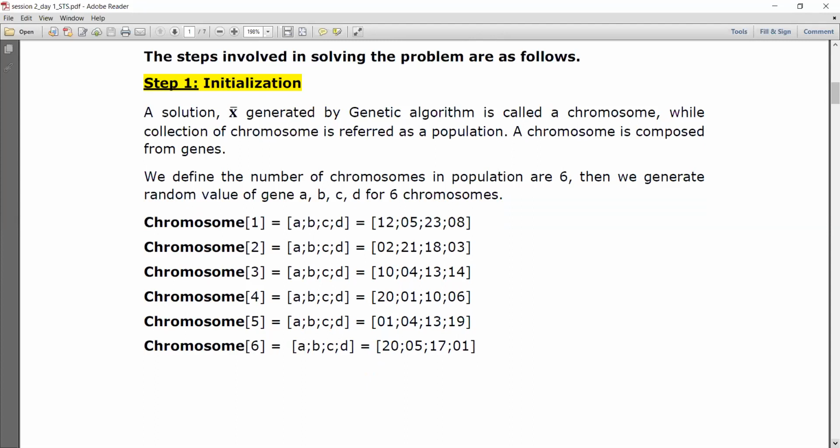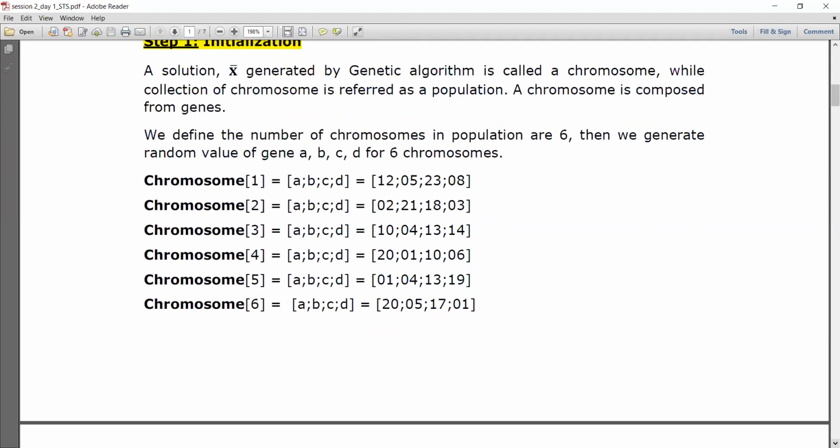So for the first solution, we have randomly generated 12, 5, 23, 8. I think the slide is very clear here. And now in the problem statement, we have decided to have 6 chromosomes. There are no restrictions; you can have 100 chromosomes also. Now, to reduce the burden of complexity, we have considered 6 chromosomes. Done. So after this initialization process, I think now you are clear with this. We have now finished step 1, initialization.